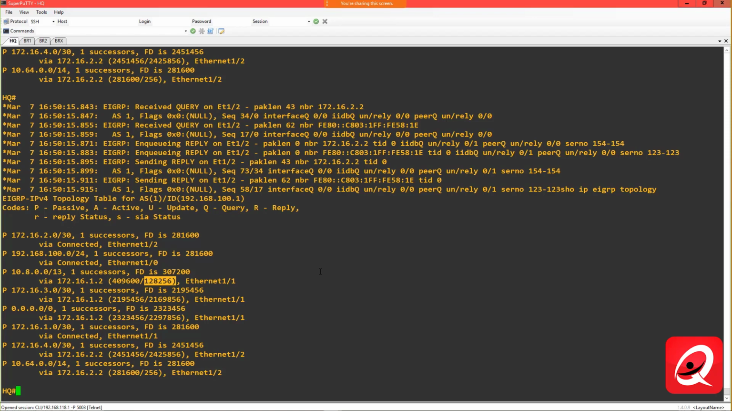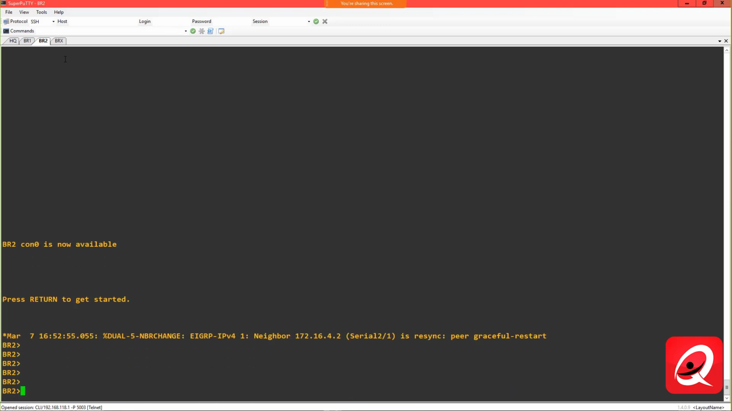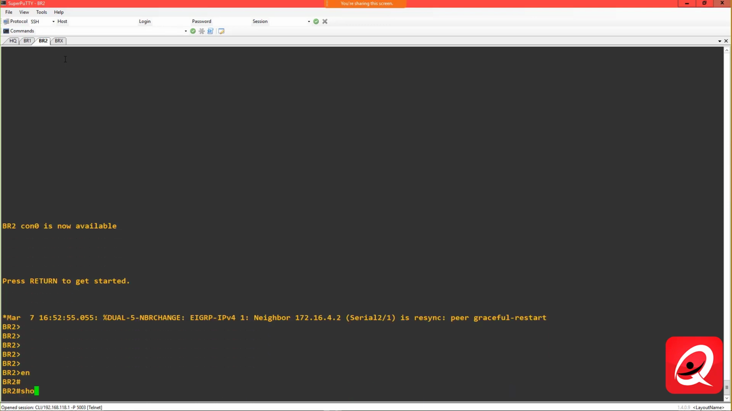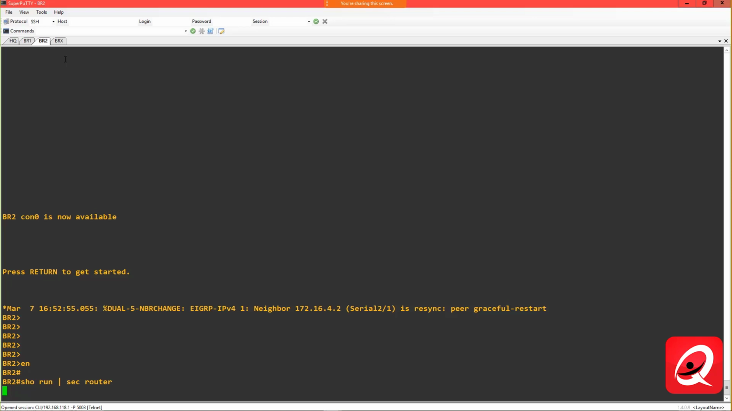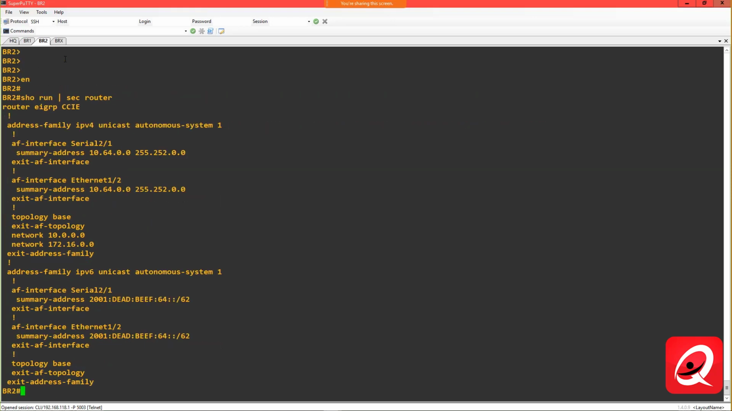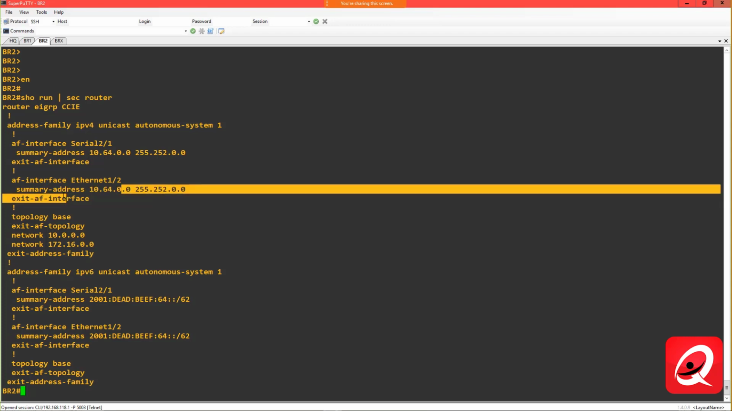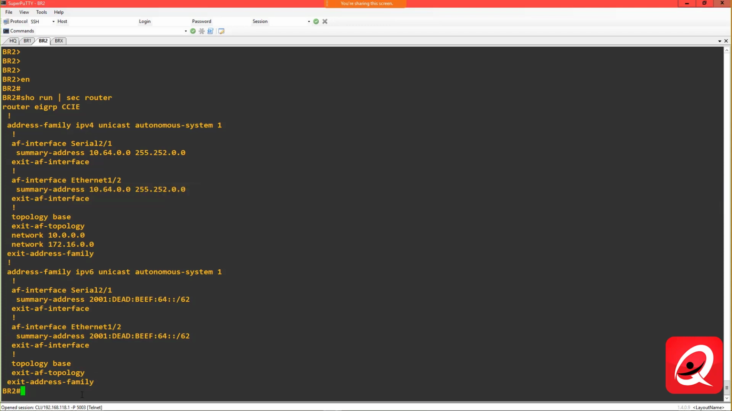With named mode configuration, though, we have another benefit, right? Remember, we're running named mode configuration on BR2. Another reason to run named mode. So run section router. And I had inadvertently gone in to start configuring this before, but I wasn't ready to talk about it yet. But it's the summary metric command. So we have a summary that's being sent in, much like we saw with the loopbacks on BR1.